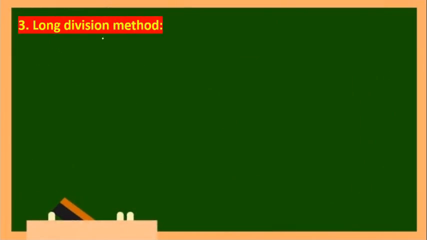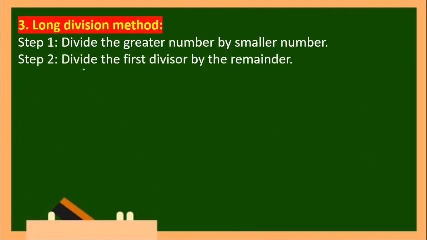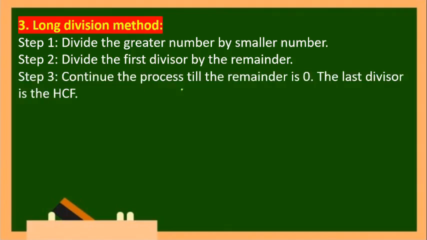Next method, long division method. Third method is long division method. First step is divide the greater number by smaller number. We get a remainder once we divide the greater number by the smaller number. Then with that remainder, we should divide the first divisor, that's nothing but the smaller number. Continue the process till the remainder is 0. That means the remainder becomes the divisor, and the divisor becomes the dividend. The last divisor is the HCF.